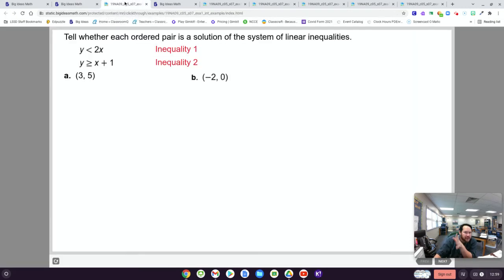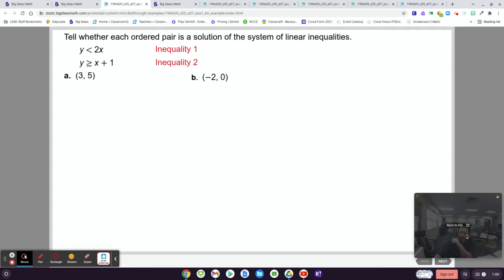For the first one, they're going to give us some points. We have to decide if these points are solutions to this system or not. So let's say here are our inequalities. y is less than 2x. y is greater than or equal to x plus 1. So you have to decide if x is 3, y is 5 is a solution to this system of inequalities.